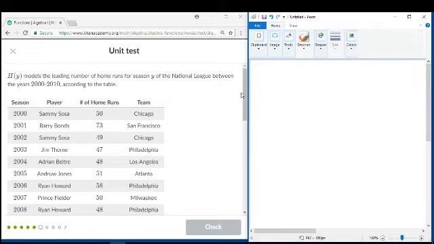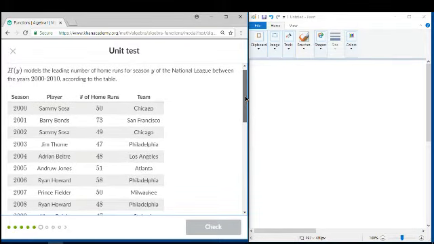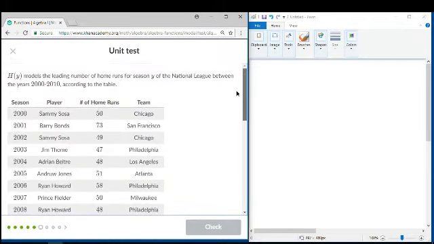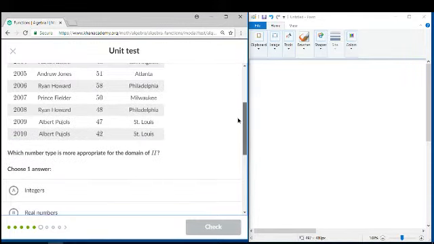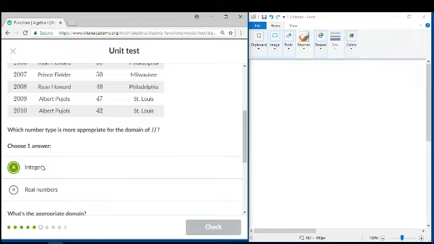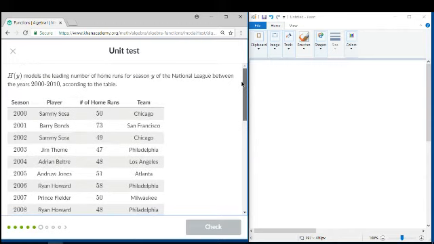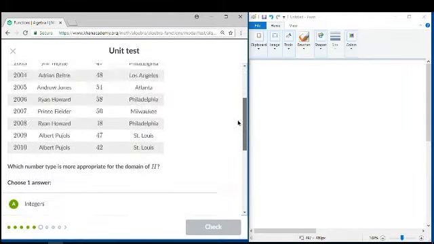All right. So we need to read this and analyze the data. What is the domain? Well, the domain is the input values. So number of home runs for season y. So seasons, you can't have a fractional season. So I'm going to say integers, because integers are just 1, 2, 3, 4, not 1.1, 1.2. The reason for that is that integers only count by 1 and 2, so you can't have a fractional season. You can only be in season 1 or season 2, okay?